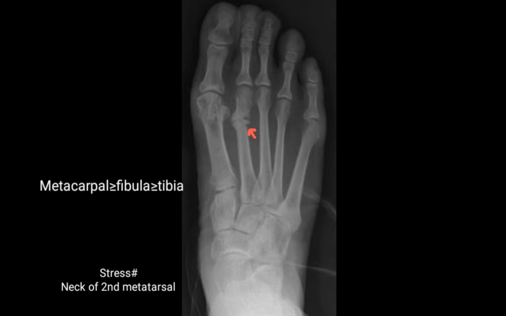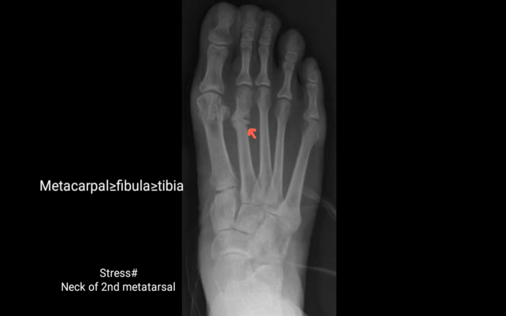Then next, this is the figure showing the stress fracture. See, here are the metacarpals and metatarsals, and these are the tarsal bones, these are the metatarsal bones. Then we have phalanges. The region of the neck of the second metatarsal is the most common site of stress fracture.